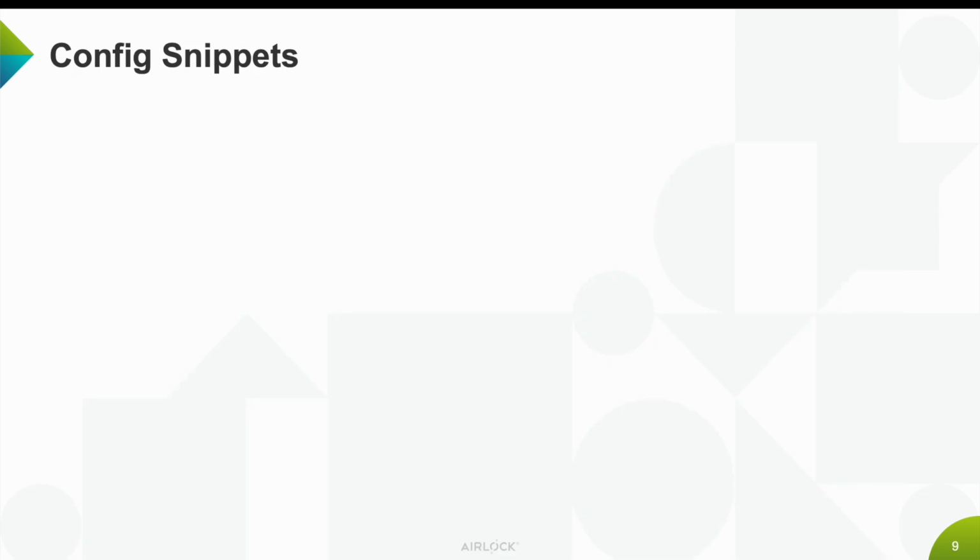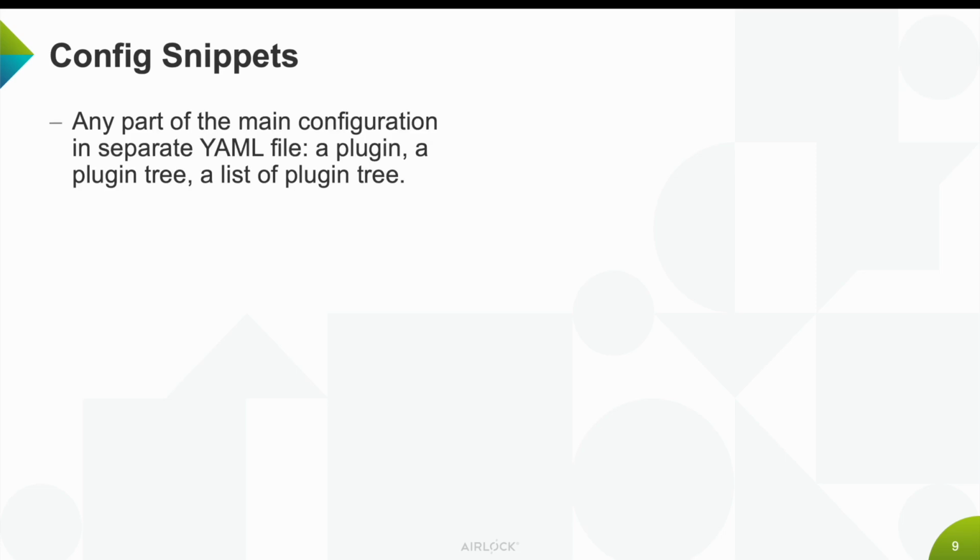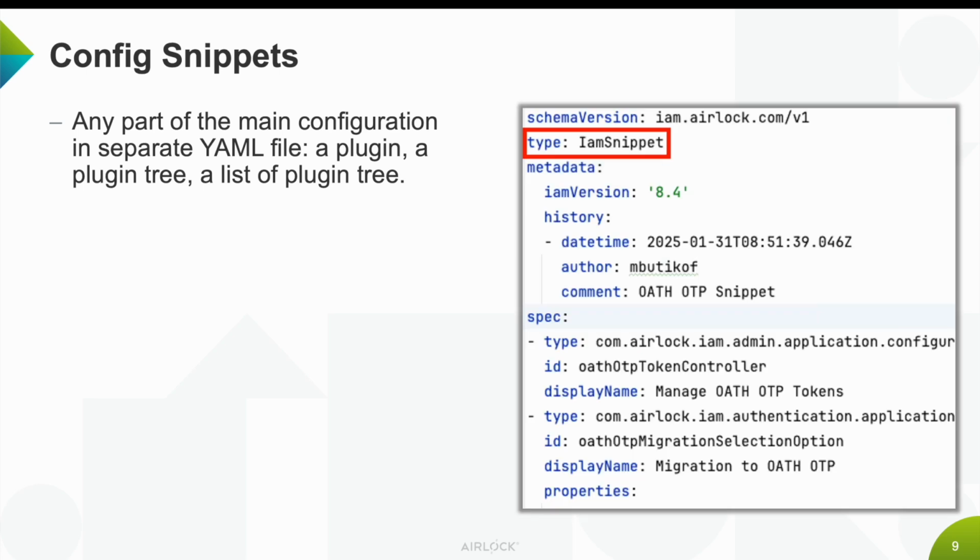Config snippets are an important new concept regarding config automation. You can store any part of an IAM configuration in a separate YAML file. This can be a plugin, a list of plugins, a plugin tree, or also a list of plugin trees. So it's totally up to you how much and what to put in a snippet. A snippet looks like a normal YAML configuration file. It just has a different type. It's called IAM snippet.